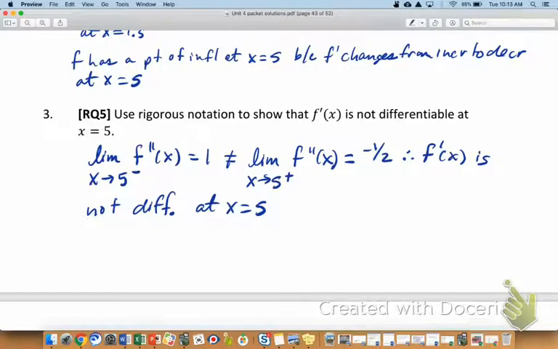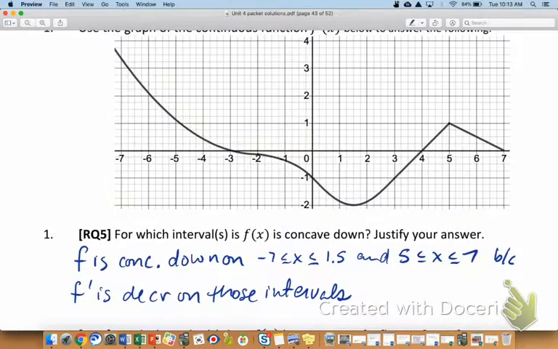Mr. Anderson. Carter. So why is the interval of 5 to... Which one? Number one. Okay, I want to make sure we're talking about the same thing. So why would that be concave down?